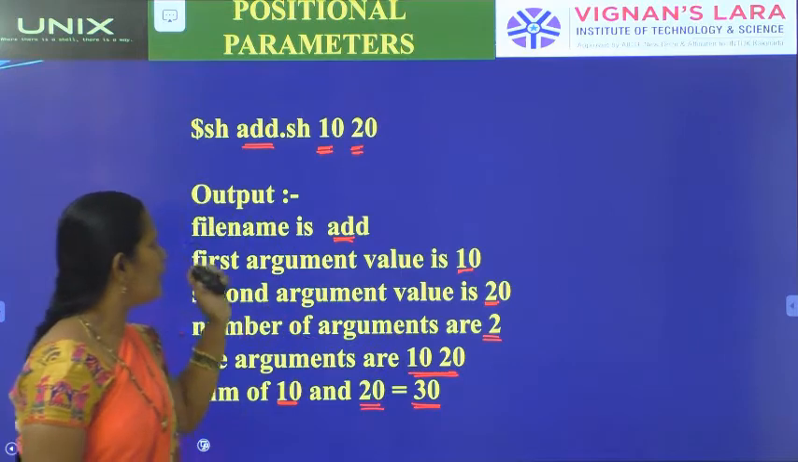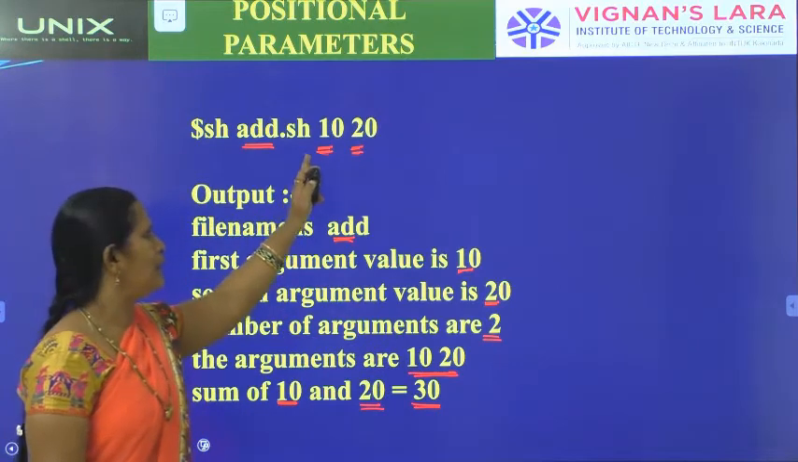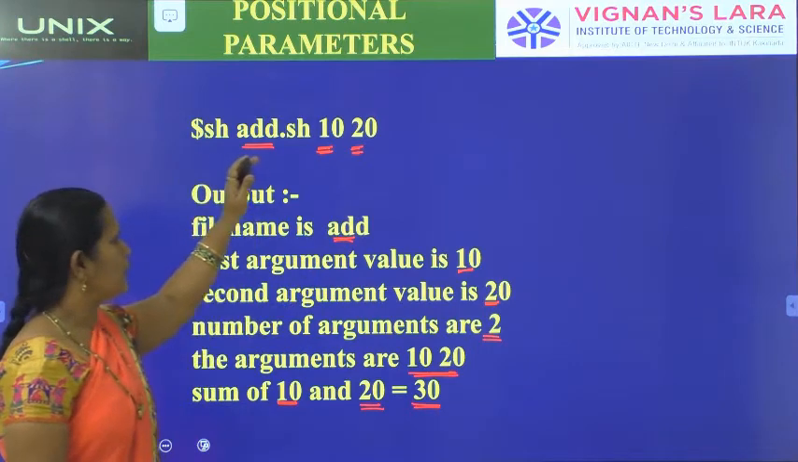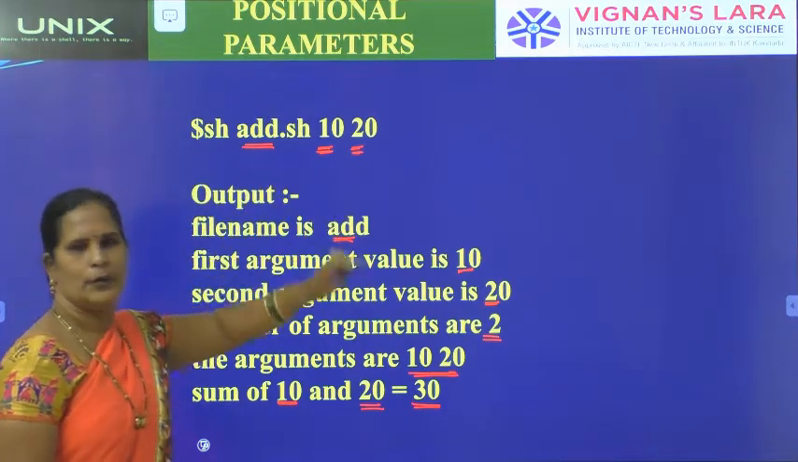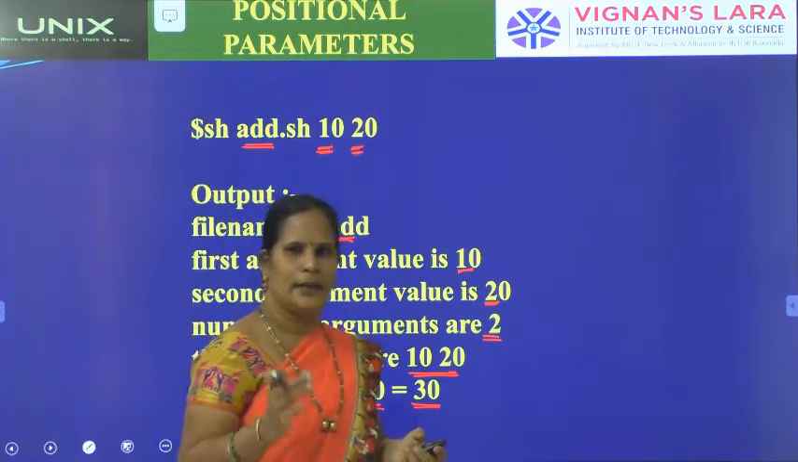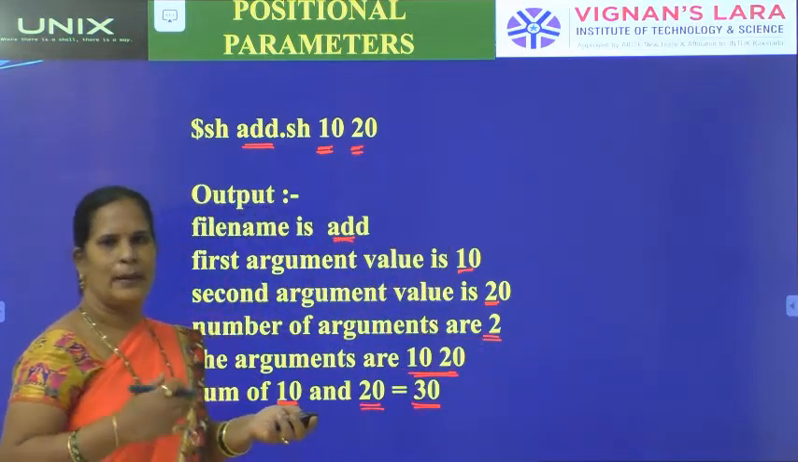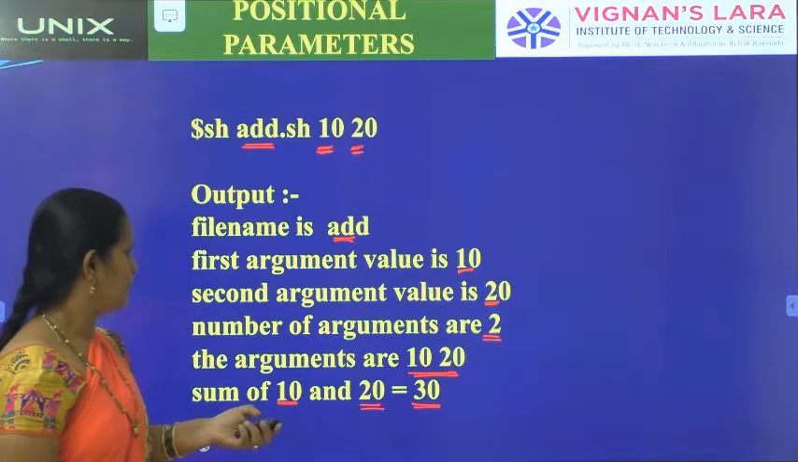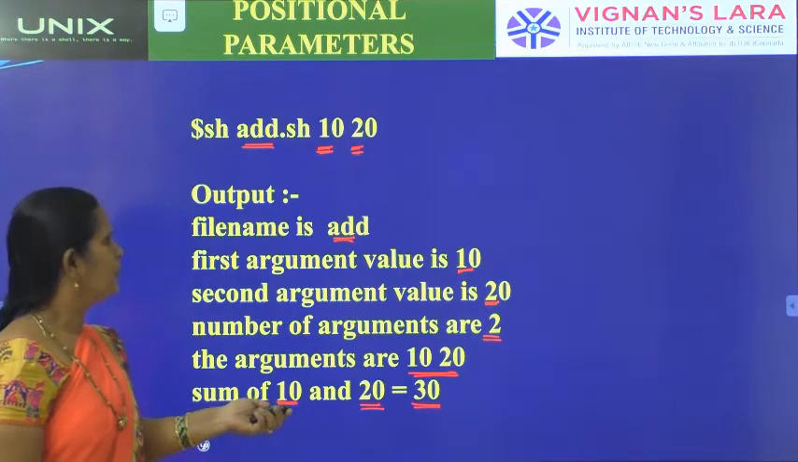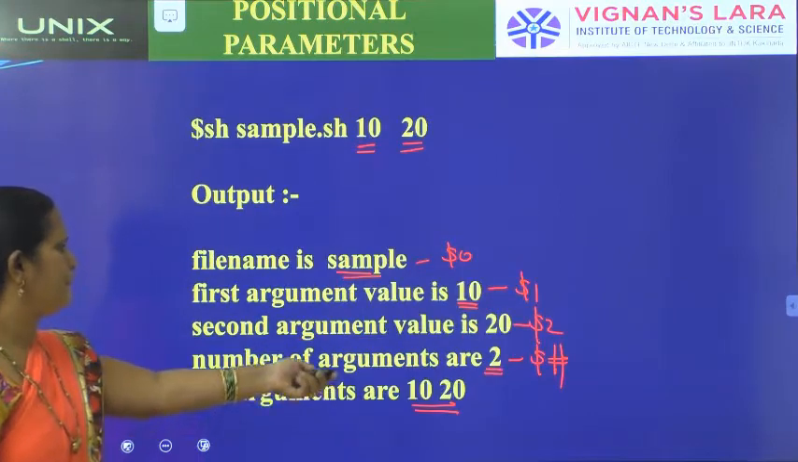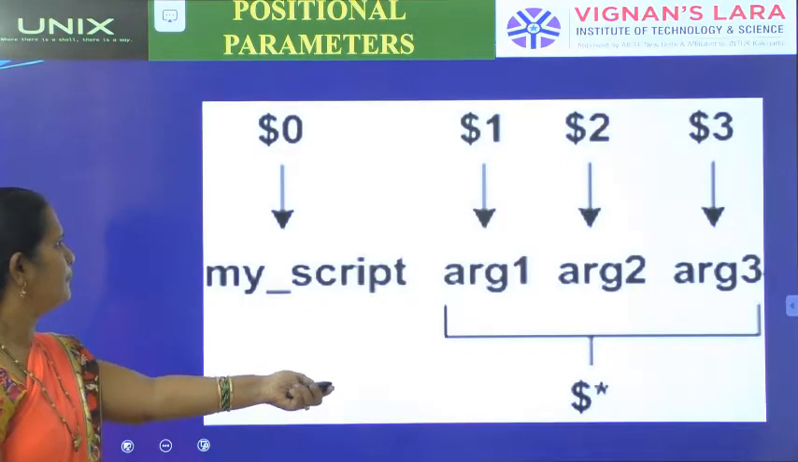While compiling only we have to specify 10 and 20. We can specify any values. sh space filename dot sh space arguments. So we can specify up to 9 arguments, minimum 1, maximum 9 arguments. This is about the positional parameters.